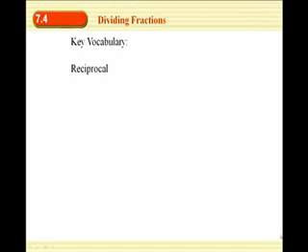Okay, 6th grade, 7.4 dividing fractions, page 362 in the book. And these can get a little bit confusing, but hang on there with me.